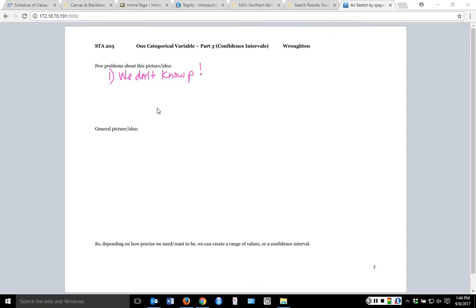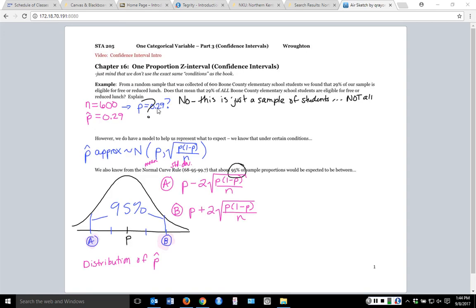Hopefully, first of all, it makes sense why I wouldn't know it. I would not go out to estimate what percent of all Boone County's elementary school students are eligible for free or reduced lunch if I already knew what that number was. If I already knew what p was, I really wouldn't need to go out and collect a sample to figure out what it is. So I'm not going to know it.